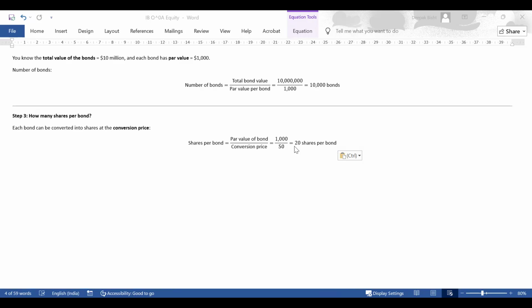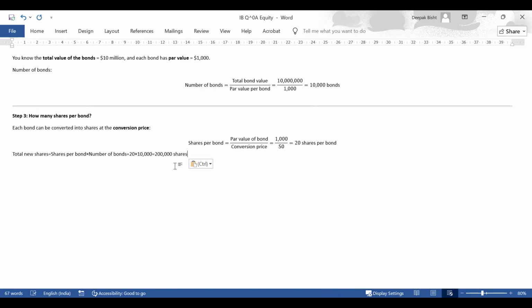We had calculated how many shares there are with one bond. So we will multiply 10,000 by 20. So this will give us 200,000 shares. So to calculate the total number of new shares which will be formed by exercising the option, we will have 200,000 shares in the market.